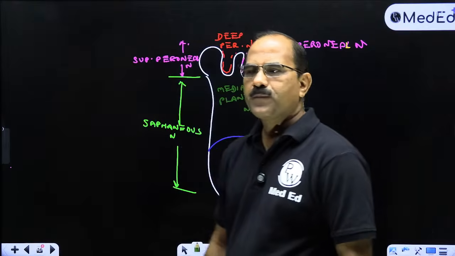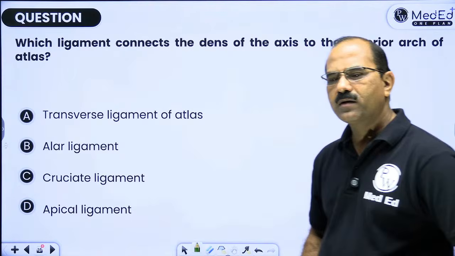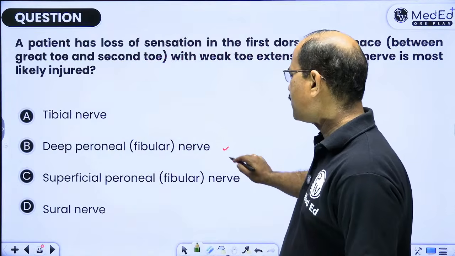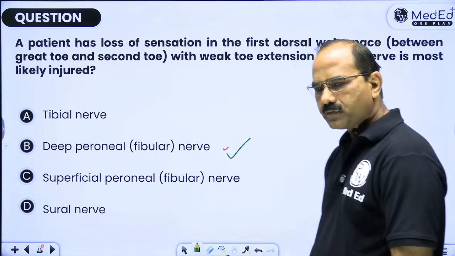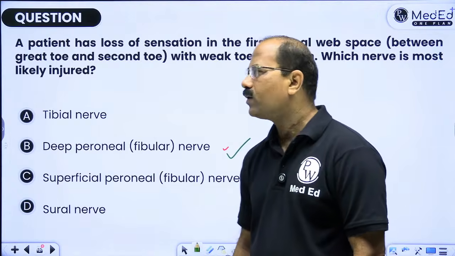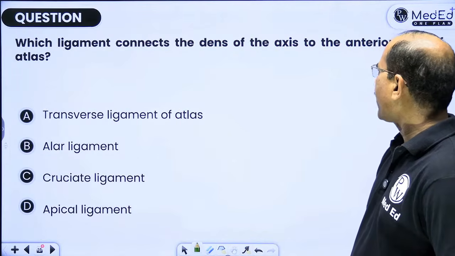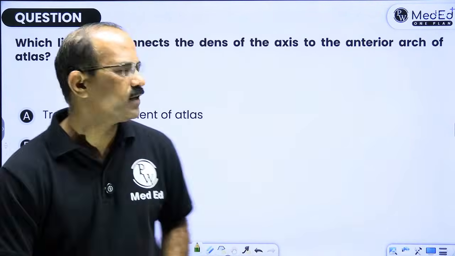Okay, we go to the next MCQ. Answer for the previous one is deep peroneal nerve. ठीक है बच्चों? Okay, coming to the next MCQ. Which ligament connects the dens of the axis to the anterior arch of atlas? Yes, anyone?